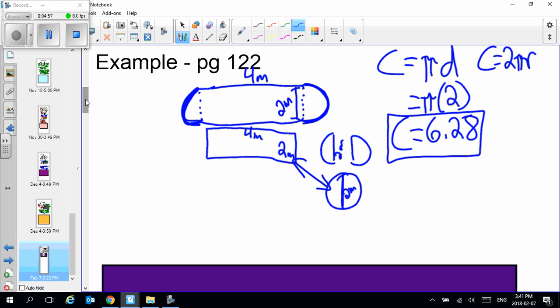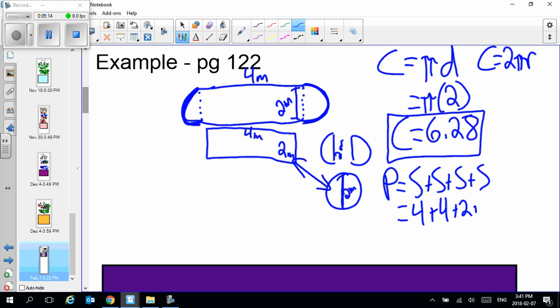I also need my area, sorry, I don't need my area. Okay, I need the perimeter of my rectangle. So I have side plus side plus side plus side equals 4 plus 4 plus 2 plus 2 equals 12.